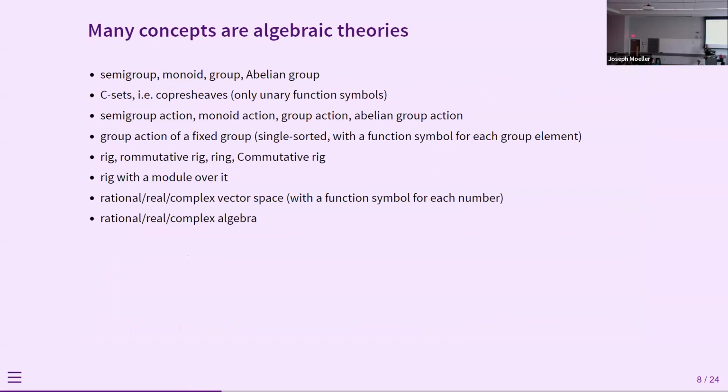Then there are other things that people don't typically think of as algebraic theories, but like actions of algebraic things on sets, those are algebraic theories. So semigroup action, monoid action, group action, abelian group action. You can also take a group action of a fixed group, and that's given by, for each element of the group, a unary function symbol.